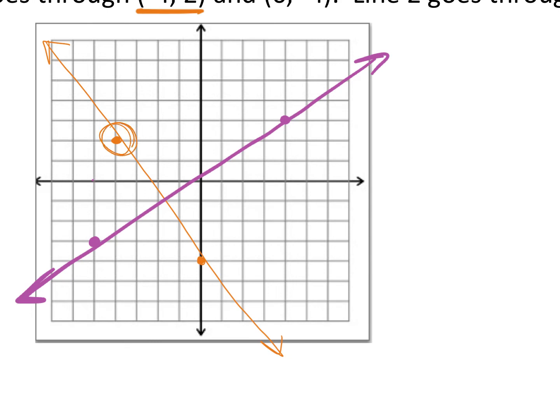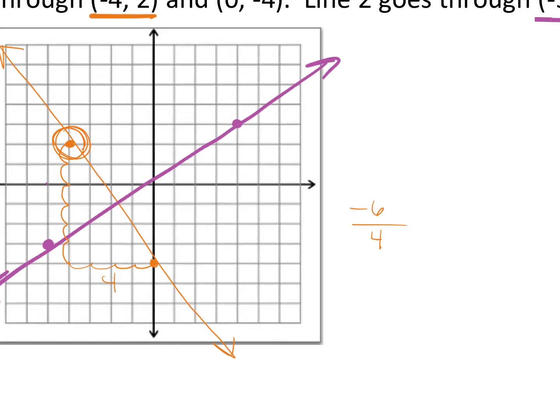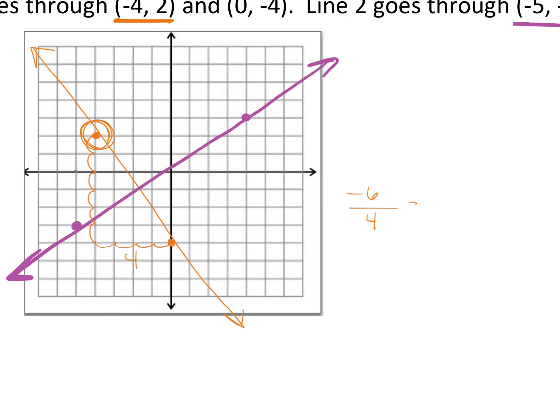So we're going to start here on the orange one, okay? We're going to go 1, 2, 3, 4, 5, 6 down. So that's a -6. And then we're going to go 1, 2, 3, 4 over. So it's a -6 over 4. What does that reduce to? -3/2. And you always want to reduce it. Okay, so our orange line has a slope of -3/2.